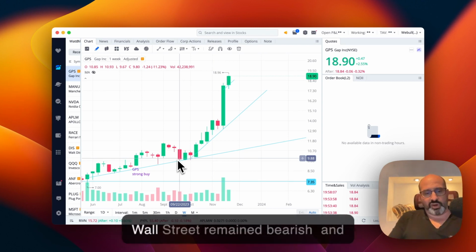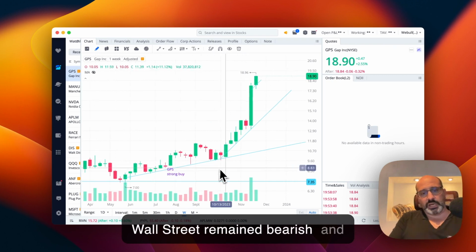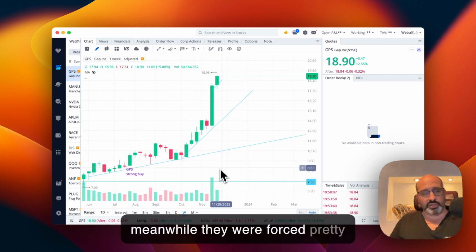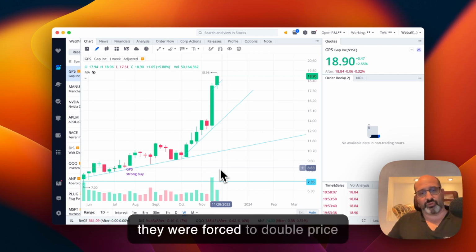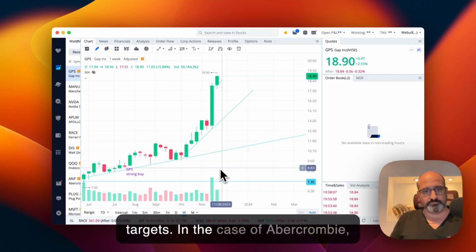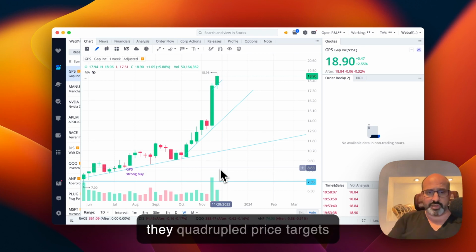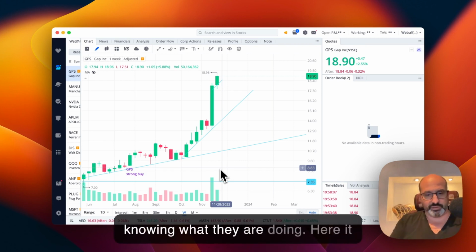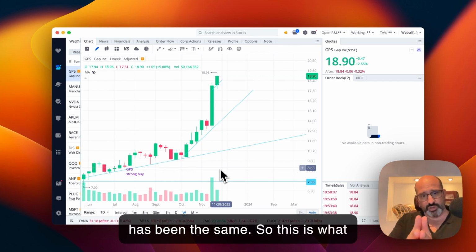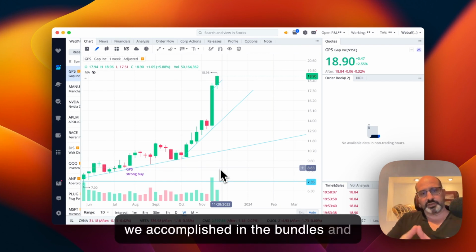So Wall Street remained bearish, and meanwhile they were forced, pretty much like the case of Abercrombie, to double price targets. In the case of Abercrombie, they already quadrupled price targets because they've been chasing the performance of the stock without knowing what they are doing, in fact. Here it has been the same. So this is what we accomplished in the bundles.